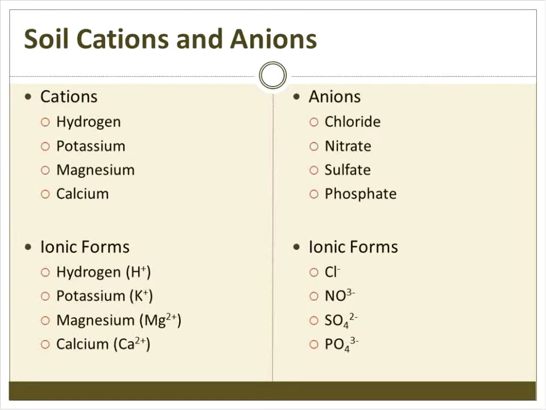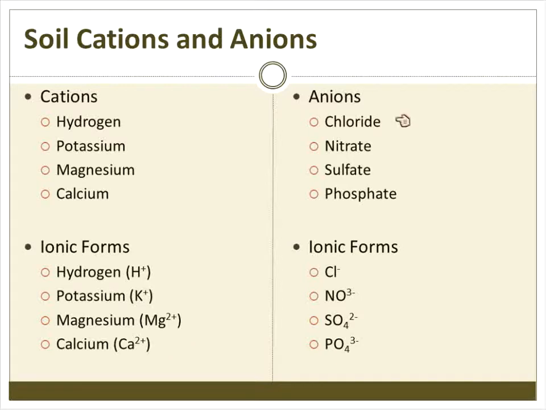So let's begin. When we start thinking about soil cations and anions, what I want you to recognize is that very few elements in the soil are in a form where you have a negative or zero charge. We have cations and anions. Cations are ions that have a positive charge, such as hydrogen, potassium, magnesium, and calcium. Magnesium and calcium both have a 2+ charge, whereas hydrogen and potassium have a 1+ charge.